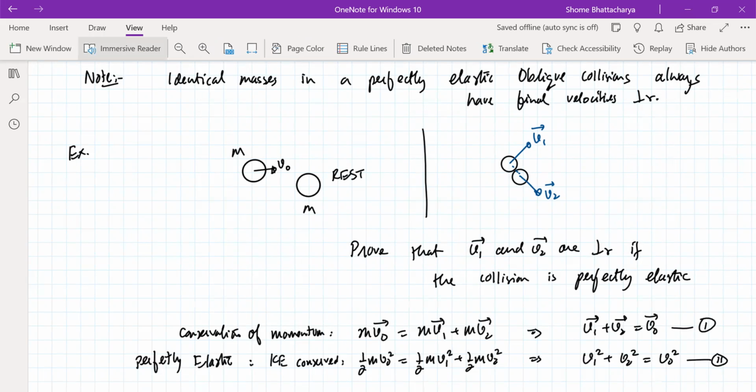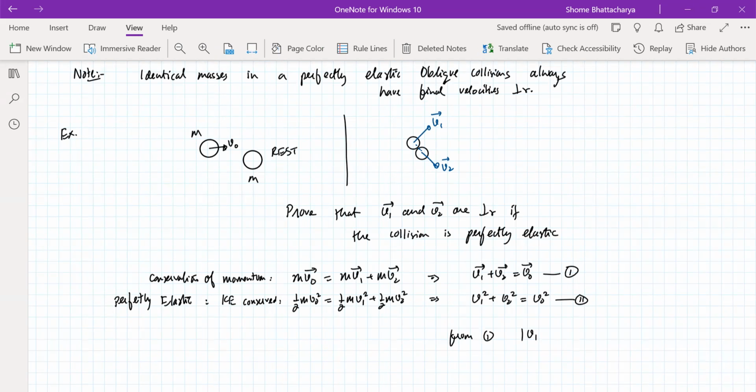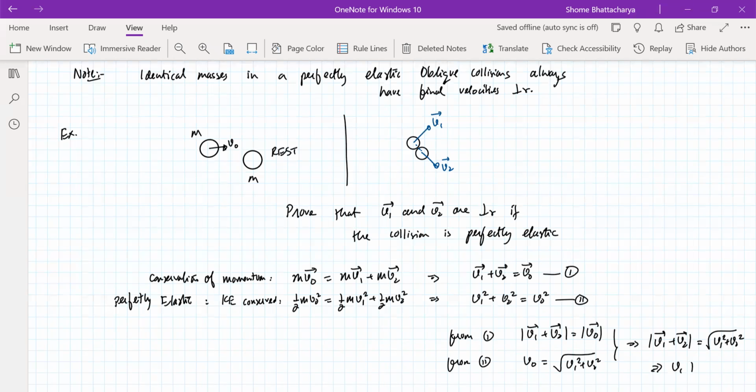So now it is pretty obvious from these two equations. From equation 1, mod of V1 plus V2 is equal to mod of V0. And from equation 2, V0 is square root of V1 square plus V2 square. So this means that mod of V1 plus V2 is square root of V1 square plus V2 square, which means that V1 is perpendicular to V2. So this is one simple way of proving this. As I told you, we'll see another way of proving this also.